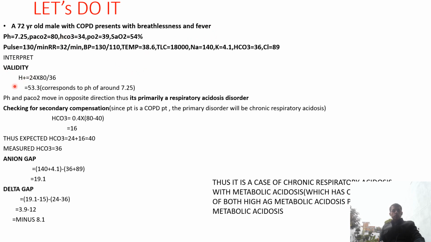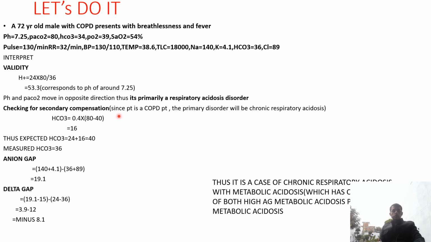So let us do the validity of this ABG. H positive is 24 into PCO2, that is 80, divided by bicarb, 36, that comes to 53. So 53 corresponds to a pH of around 7.25 as per our table. So it's a valid ABG. pH has gone down and PCO2 has gone up. So it's a respiratory disorder, respiratory acidosis.